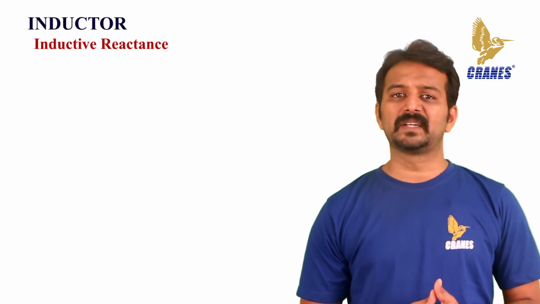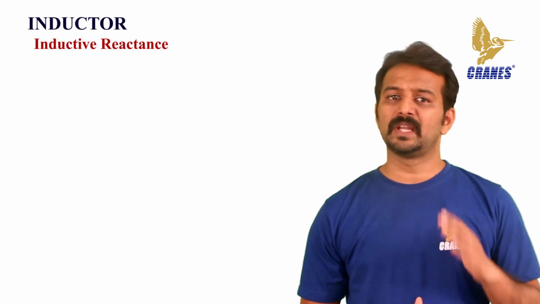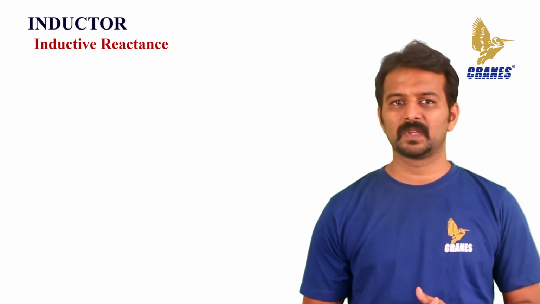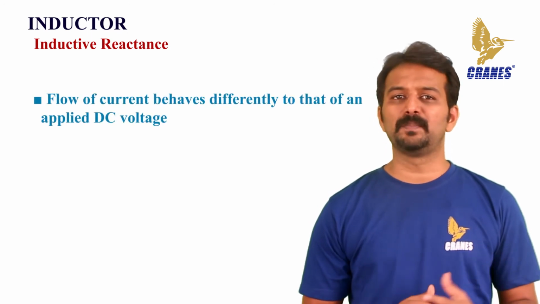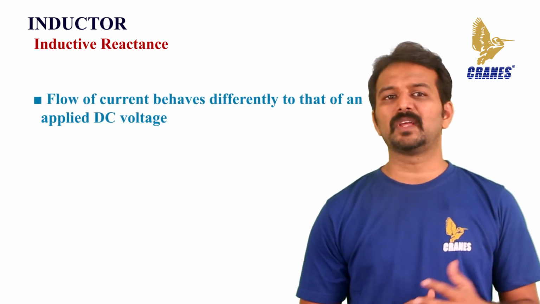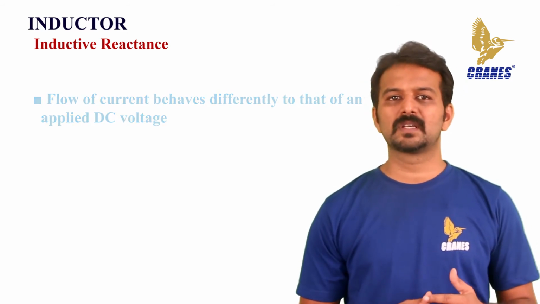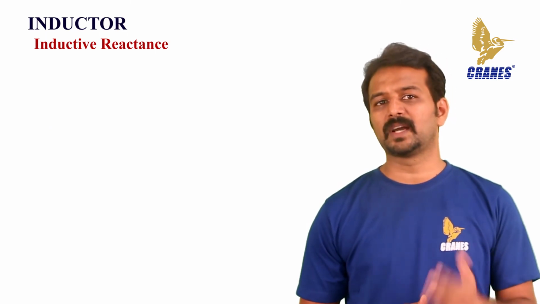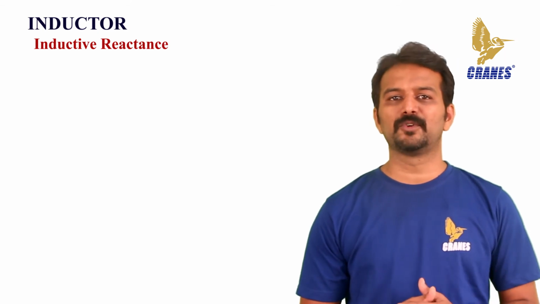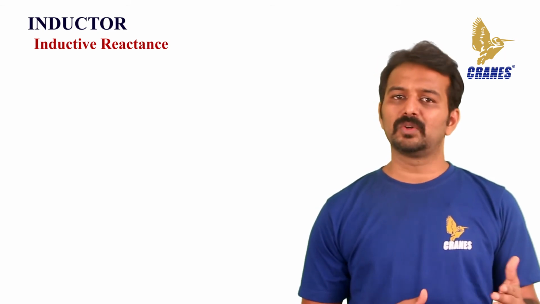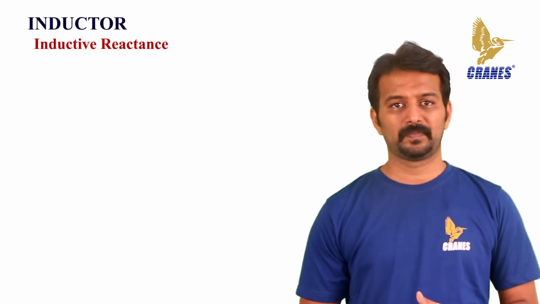Let us discuss inductive reactance. What happens when you apply an alternating, or AC, voltage across an inductor? When an AC voltage is applied across an inductor, the flow of current behaves differently from that with an applied DC voltage. The effect of a sinusoidal supply produces a phase difference between the voltage and current waveforms. Now, in an AC circuit, the opposition to the current flow through the coil windings depends not only upon the inductance of the coil, but also on the frequency of the AC waveform.